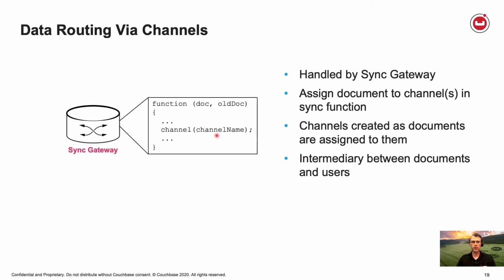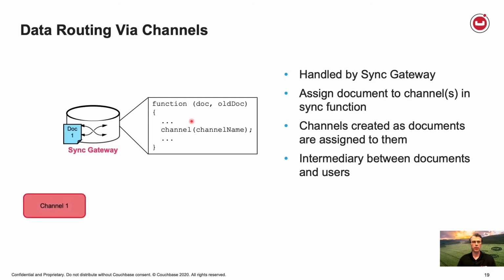So here's an example, a very small snippet of a sync function, and there's a channel function that's provided by Sync Gateway. You pass in the name or an array of channel names that you want to assign this document to. So the channel name may be an attribute in the document that is being evaluated by Sync Gateway, or it may be based on multiple values in the document. The point is you've got a lot of flexibility in how you can determine what the channel name may be.